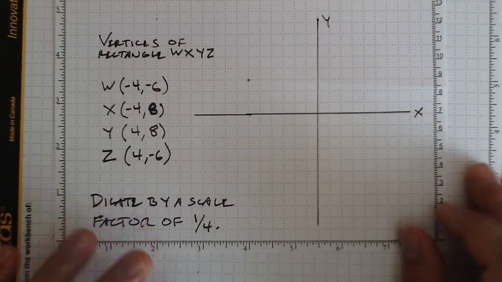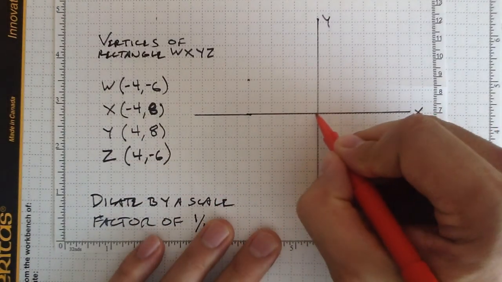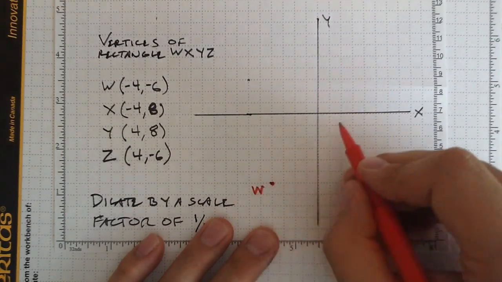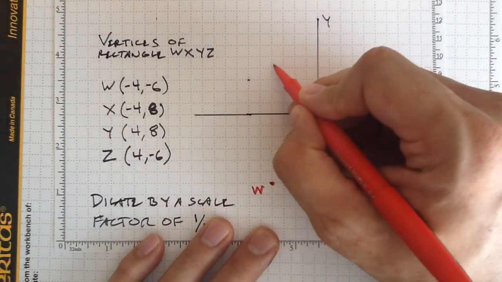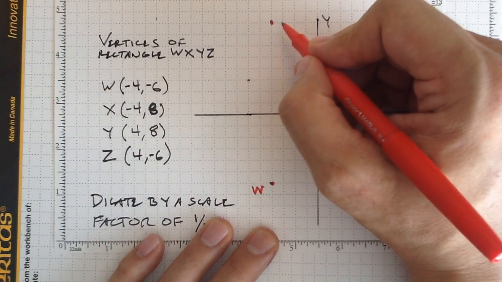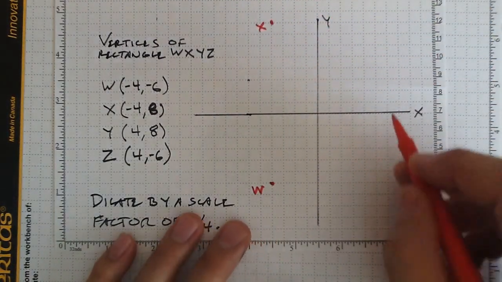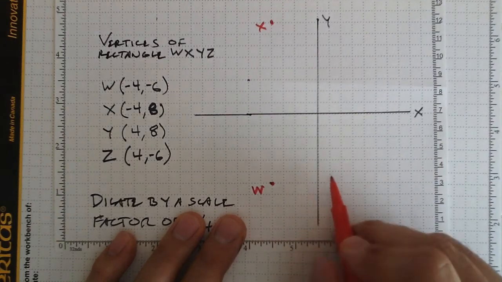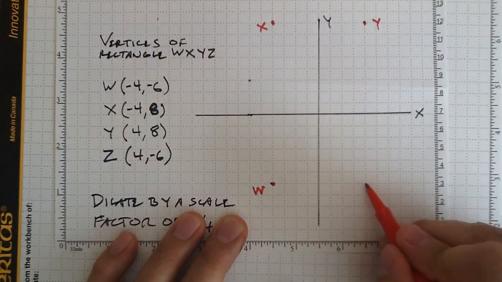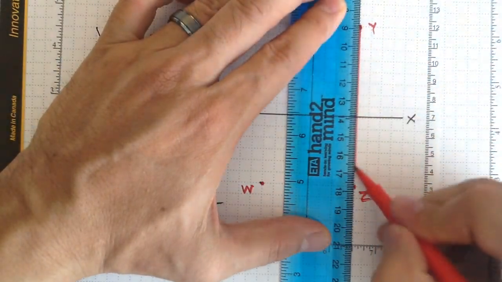We've got a rectangle, W, X, Y, Z, and these are its vertices, which we're going to graph. And as you graph these, -4, -6, you'll notice that what makes this one different is that the rectangle is actually over the origin itself. You'll see what I mean as I finish up here. 4, 8. That's Y. 4, -6. That's Z. So our rectangle is right here.